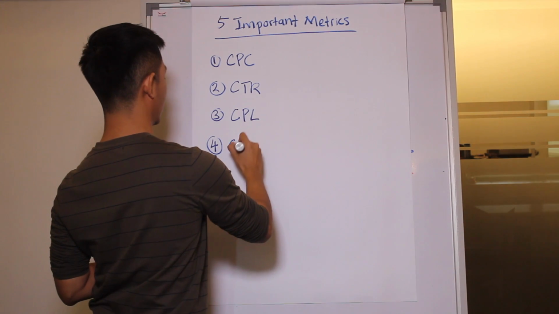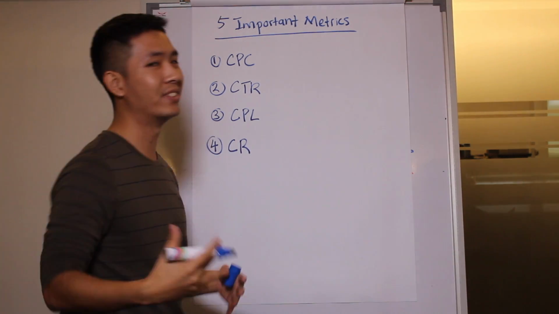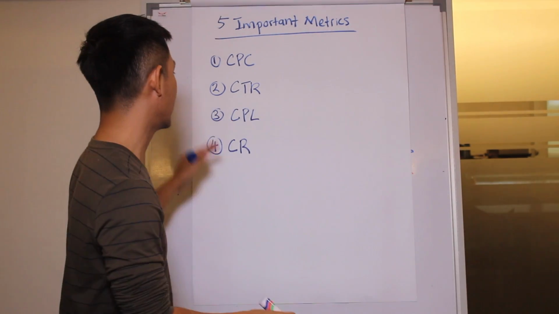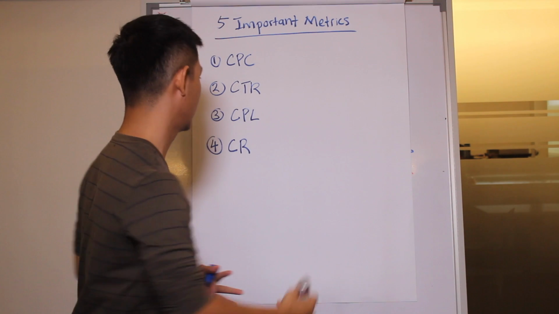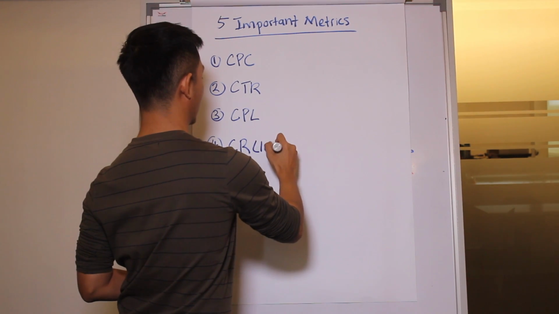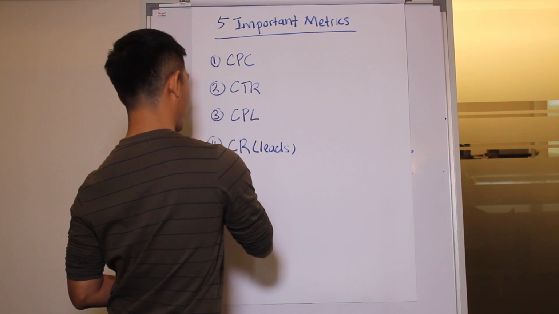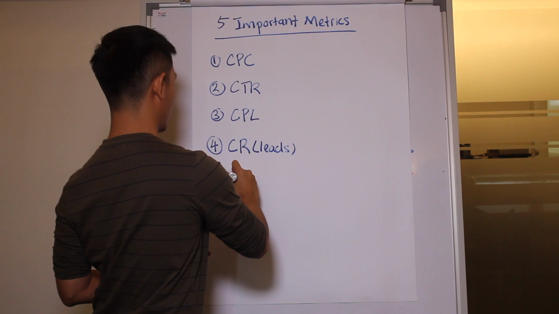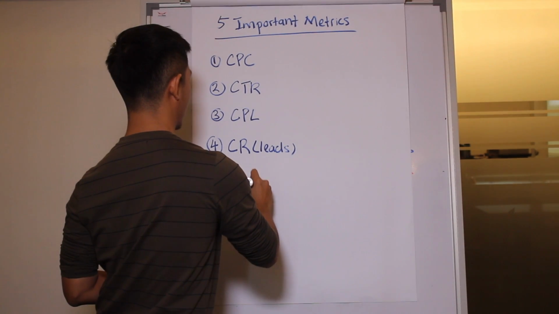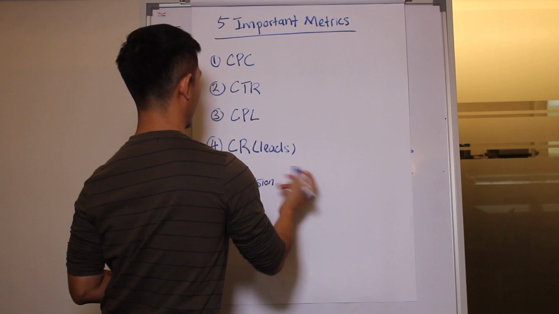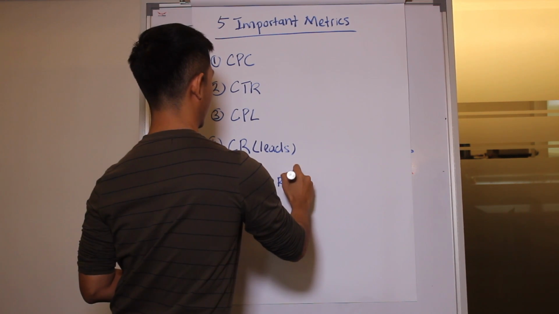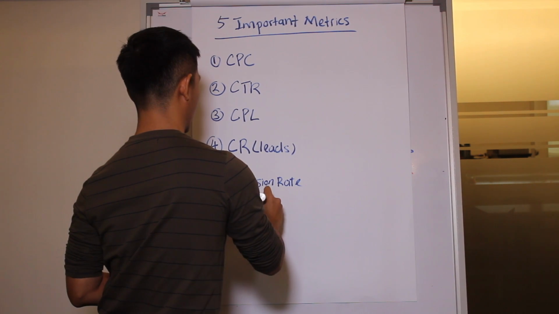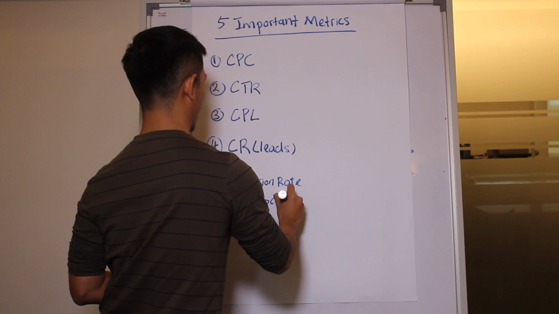Conversion rate. Conversion rate of leads. How many click on your ads, and then out of that, how many turn into a lead? Okay, we are talking about leads here. So number 5 is this. Conversion rate also. It's also conversion rate. Lead to customers.